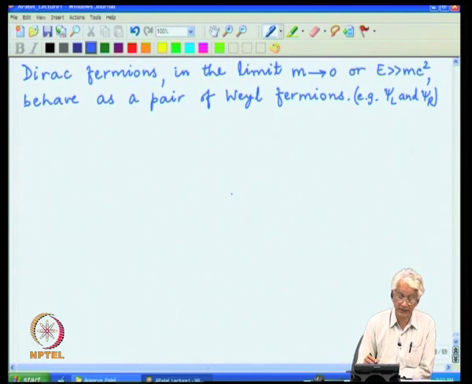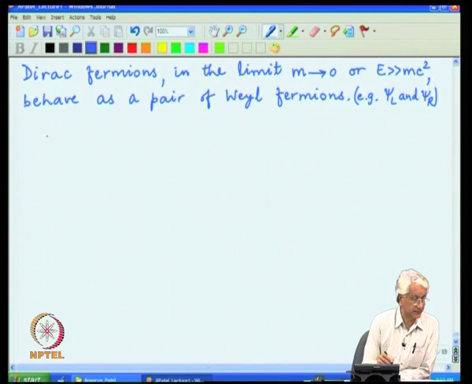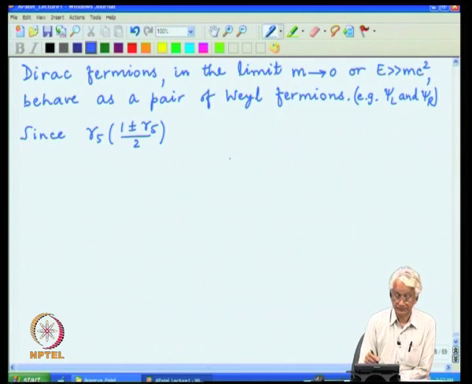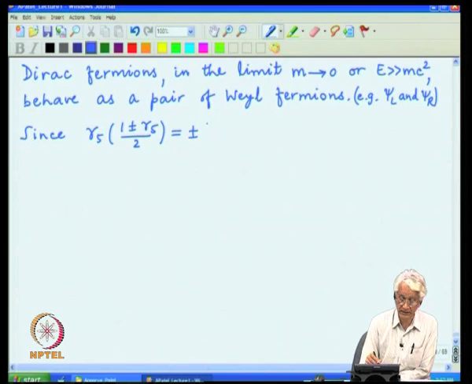and one can straight away mention a few properties. One of them is something which is referred to as a chiral charge, leading to a concept of chiral symmetry. It follows from the fact that the operator gamma 5 acting on these projection operators for the helicities just gives the plus or minus sign of the helicity operator.